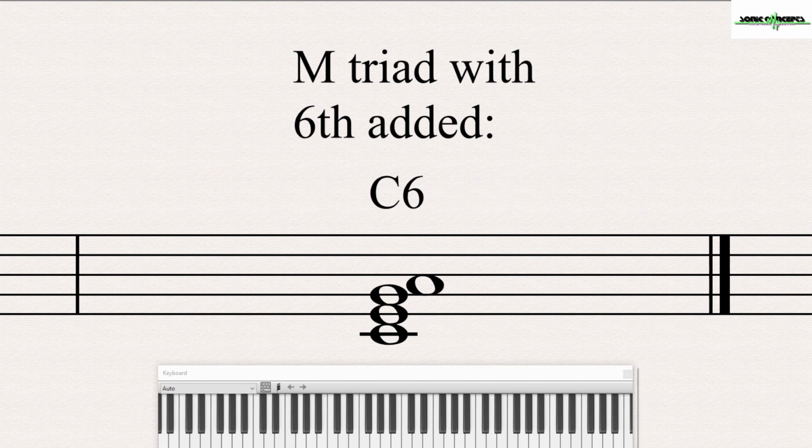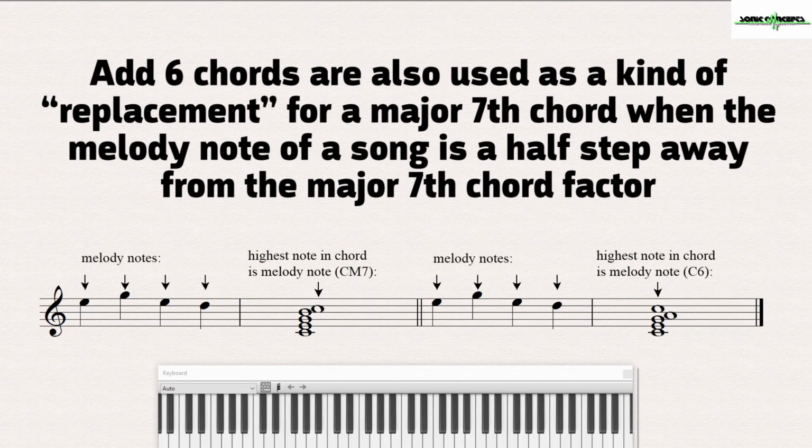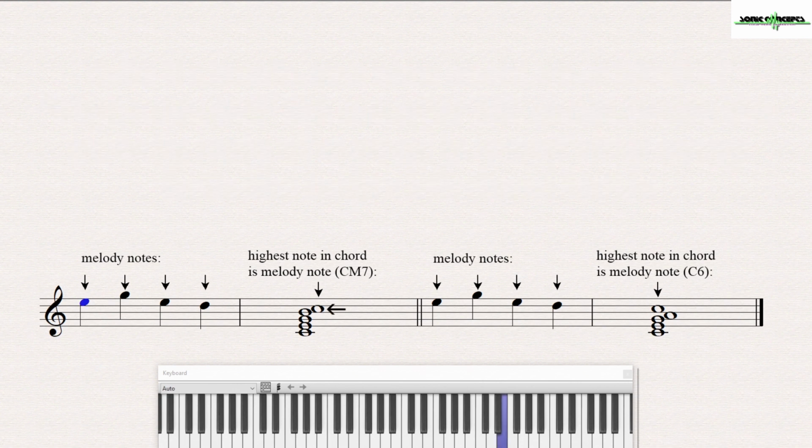Add 6 chords are typically used in older styles of music, especially jazz. They are also used as a kind of replacement for a major 7th chord when the melody note of a song is a half step away from the major 7th chord factor. This is done so the melody note does not clash with the major 7th in the major 7th chord, which is only a half step away, causing some confusion in the listener as to which note is the melody note.